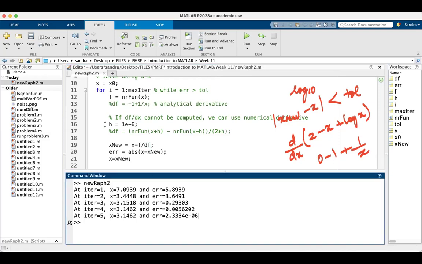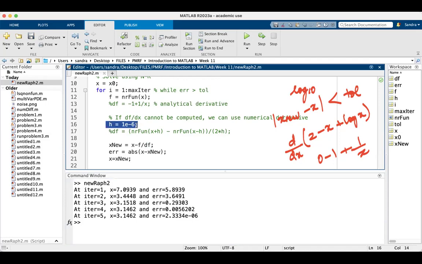Next, I need a small step size for calculating the central differencing. That step size I'm taking to be very small, i.e. 10 to the power minus 6. And then I calculate the derivative using central differencing. In central differencing, the function value at x plus h, that is taking one step forward, minus the function value at x minus h, that is taking one step backwards, divided by the total difference between the steps. There is one step backwards and one step forward, so that will be 2h. So this will be my central differencing formula.